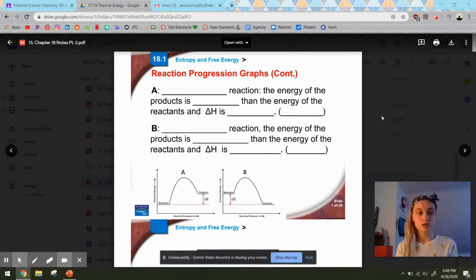Hey guys, so we already did the first part of chapter 18. So today we're going to do the last part of chapter 18 notes. After today, we will be done with chapter 18 notes. We'll do a little practice in that packet that I gave you before break. And once we're done with the packet, I'll give you some review problems and we'll get you ready for your chapter 17-18 test. So we're almost at the end of this chapter.